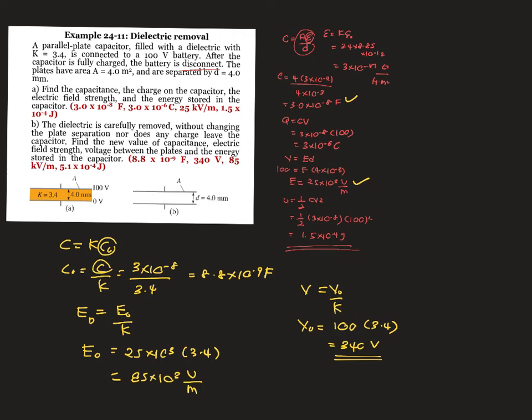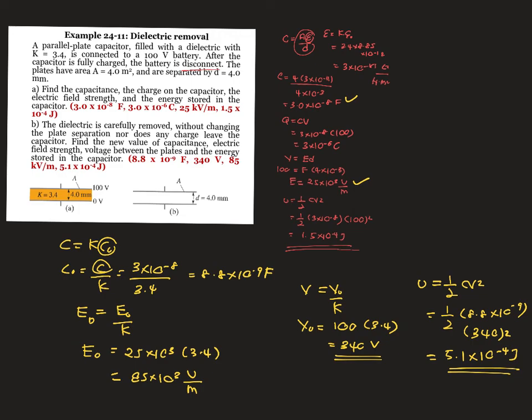And the last one is going to be the energy stored in the capacitor. I'm going to use the same formula as question A, which is U equals to 1 over 2 CV square. I already have C is 8.8 to the power of negative 9, and then I have the voltage, which is 340 square. Therefore, my answer here is 5.1 to the power of negative 4 joule.